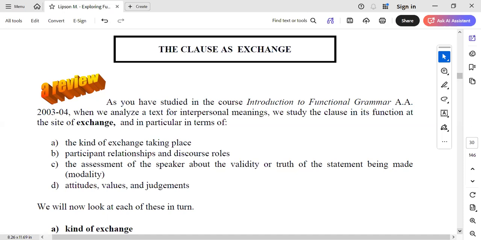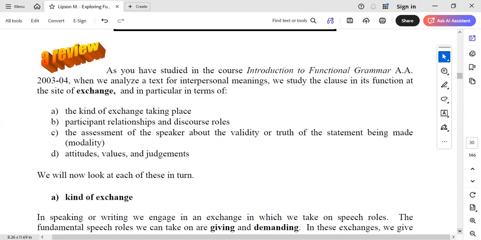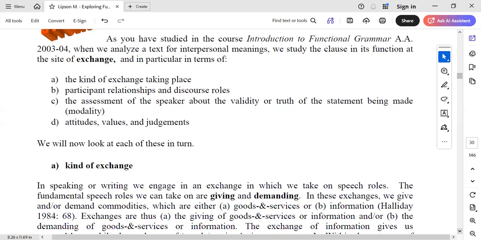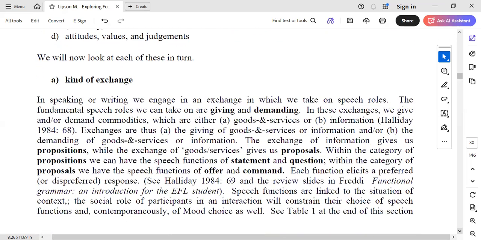Now, what is the kind of exchange and what is exchange? Right now, when I'm talking to you, I'm exchanging some information. In return, you may be sharing some opinion or your own understanding and all that. That is called exchange of information, right? Now, let's understand what exactly exchange is and what its types are.